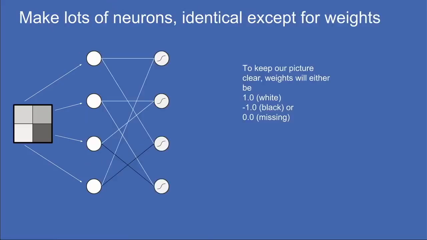Now, we don't have to do this just once. We can do it as many times as we want with different weights. And this collection of weighted sum and squash neurons, you can think of it as a layer, loosely inspired by the biological layers of neurons in the human cortex. So each of these has a different set of weights. Here, to keep our picture really simple, we'll assume these weights are either +1, white lines, -1, black lines, or 0, missing entirely. So in this case now, we have our layer of neurons.